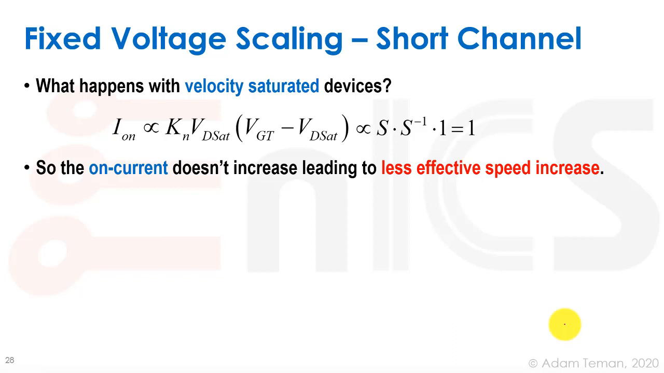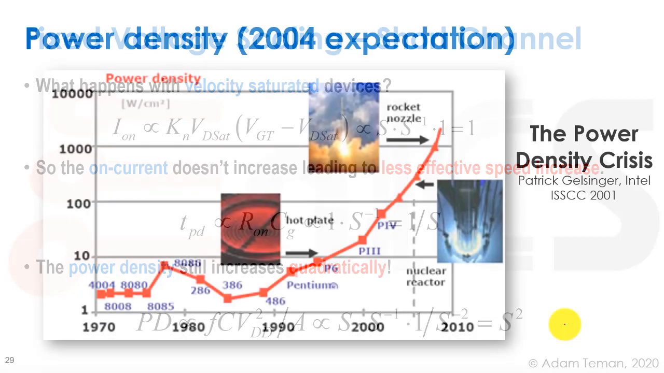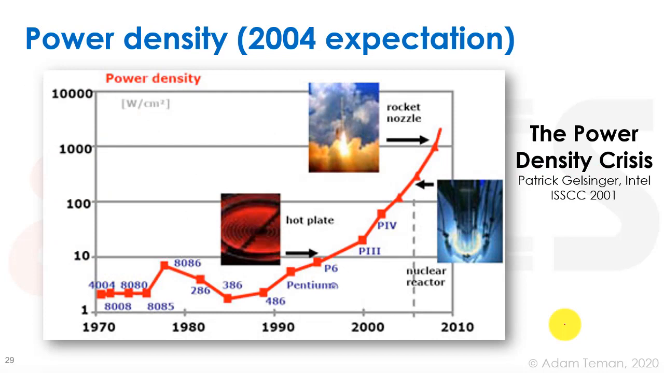Again, this is a very high level model. It's not completely accurate, but it shows that we don't get as much gain in speed as we got with a long channel device when we keep the voltage constant. So we see that TPD only goes down by S and not by S squared. However, when we look at the power density, it still increases quadratically, and this is a big problem. And it actually led to what we call the power density crisis.